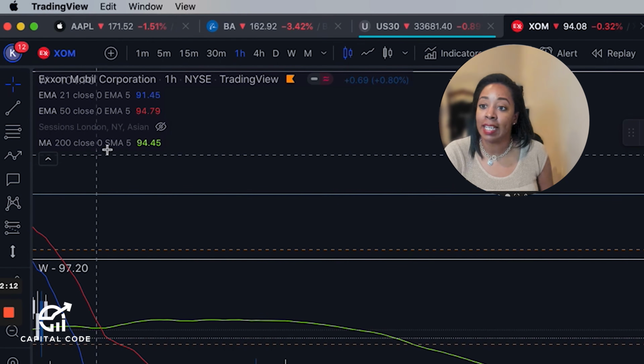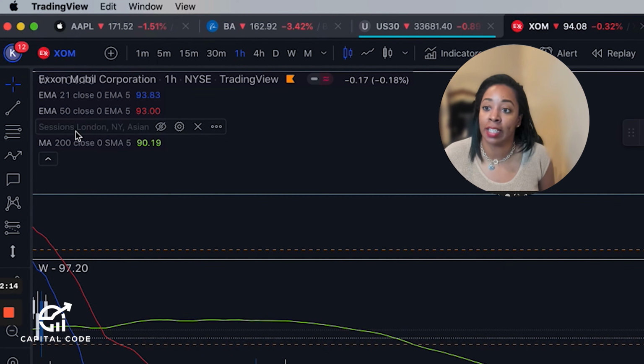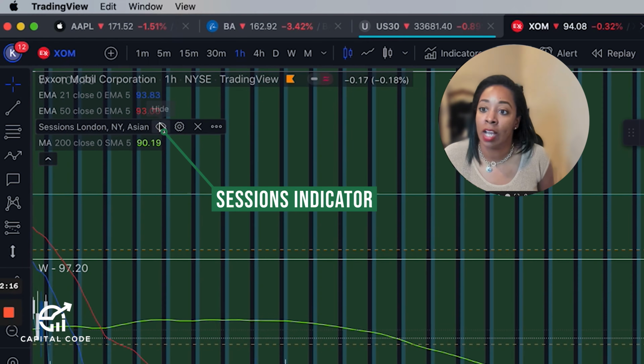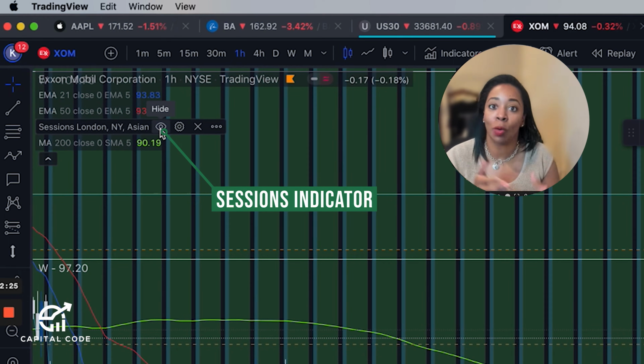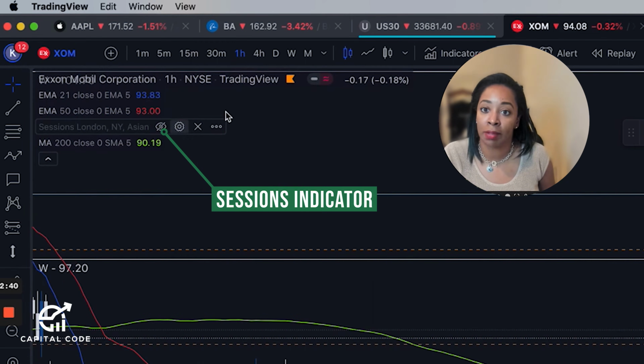Okay, so the next one that I like to use is the sessions indicator. Now, if you're trading something that's on the regular New York Stock Exchange, it may not be all that helpful because it's only trading during the stock market hours. That's Monday through Friday, 9:30 a.m. until later in the afternoon. This is for the East Coast. So anyway, it may not be all that helpful, but let's turn it off.